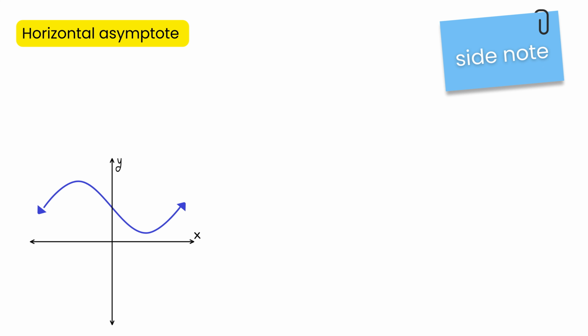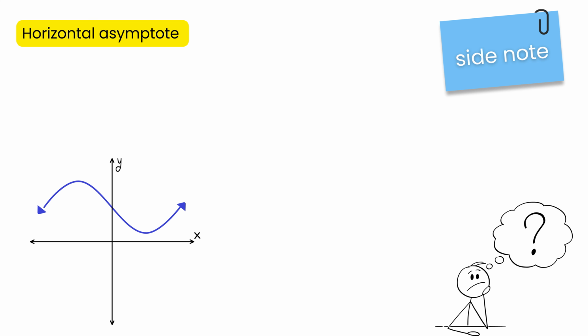Before we move on to step 4, there are two important side notes about horizontal asymptotes that confused me as a student, and I want to touch on them quickly. The first one is, when do we know a function does not have a horizontal asymptote? This is actually very easy.